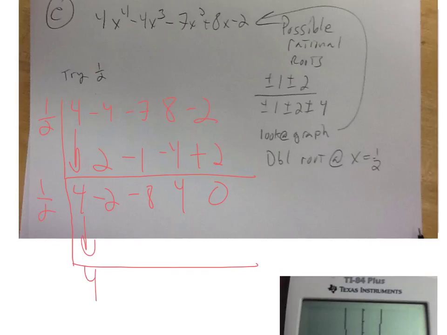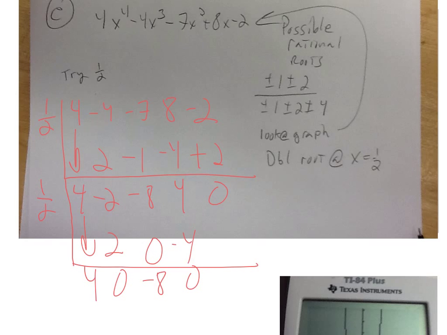So bring down the 4. 4 times 1/2 is 2. 2 times 1/2, then we're going to add those, 0. 0 times 1/2 is 0. Add that again, -8. -8 times 1/2 is -4, which is 0. So I've just taken care of the double roots.